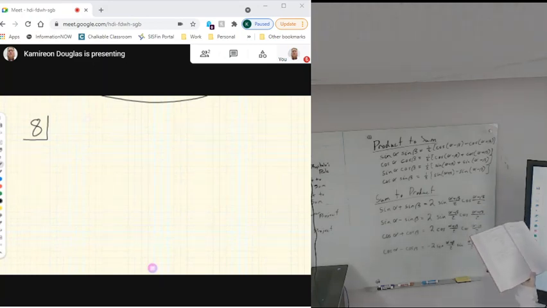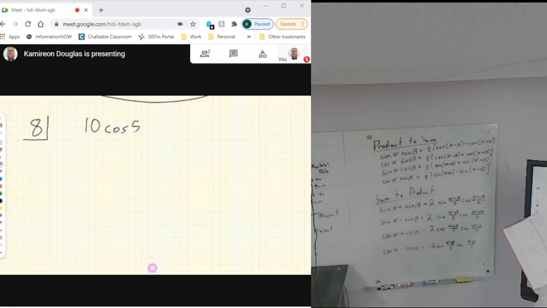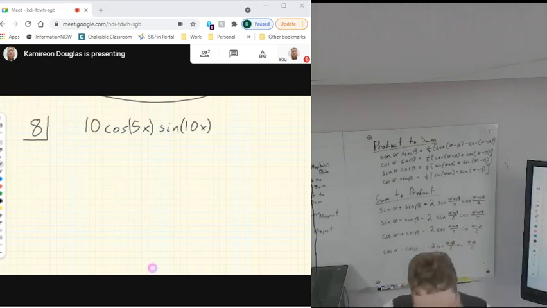10 cosine of 5x times sine of 10x. There we go. So as you can imagine, plugging in the formula isn't bad once you have the right formula. But there is one final step that's kind of important. It needs to be written properly at the end. And in this case, properly indicates it needs to be a sum, not a product, for these specific problems. And that should be fully simplified. This one has a unique issue with it, which we'll talk about.